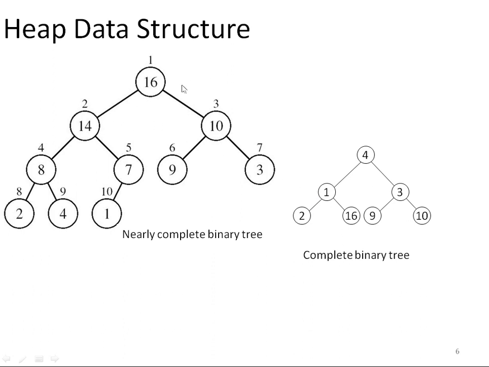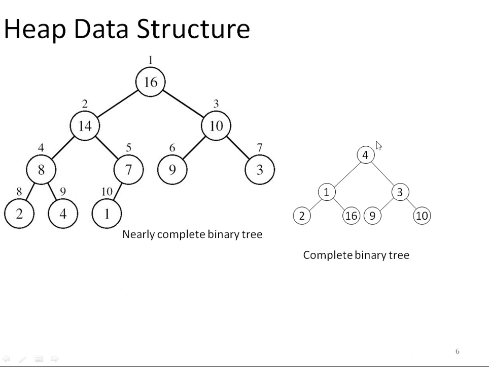Then there is a concept of level associated with trees. The root node, it is present at level 0. Then we have level 1. So 14 and 10, they are present at level 1. Then 8, 7, 9, 3, they are present at level 2 and so on. Similarly, 4 is at level 0. 1 and 3, they are at level 1. 2, 16, 9 and 10, they are at level 2.